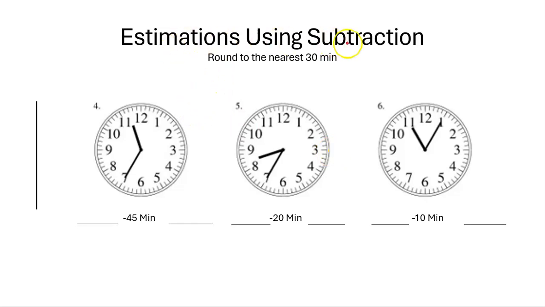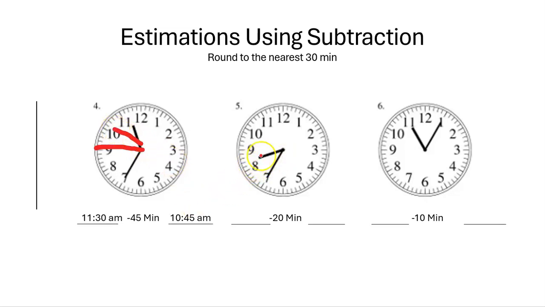So now we're going to be using subtraction, but this time we're going to mix it up and round to the nearest 30 minutes. So if we're at 11:35, the nearest 30 minutes is estimating down for an 11:30 start time. We're going to minus the 45 minutes, and we're going to end up at 10:45.